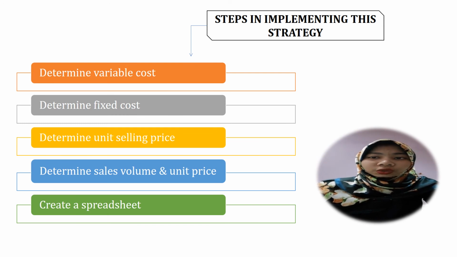Then determine the unit selling price for the product, and the price may change as you see where your break-even point is. Then determine the sales volume, and the unit price will change as the volume for this product and the unit price is changed.